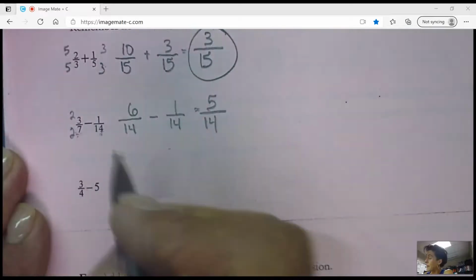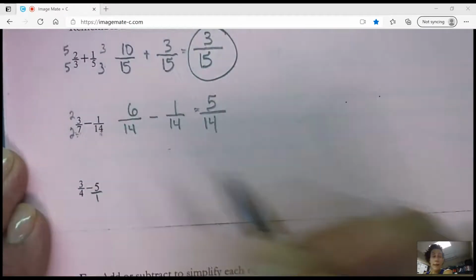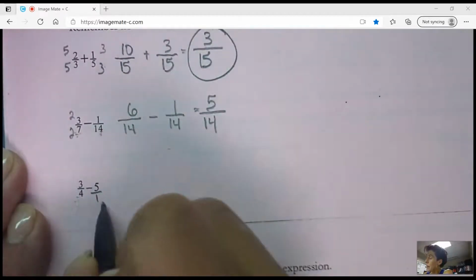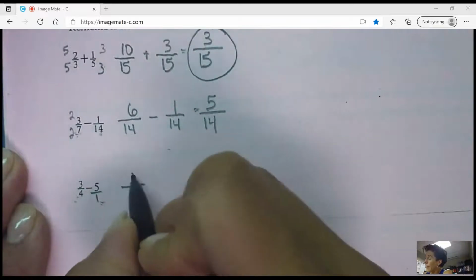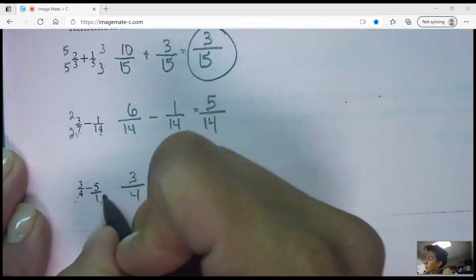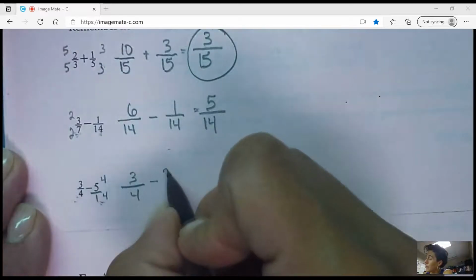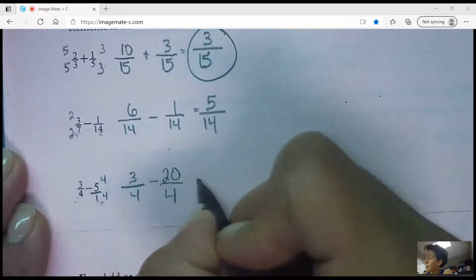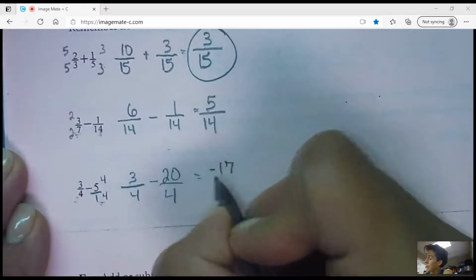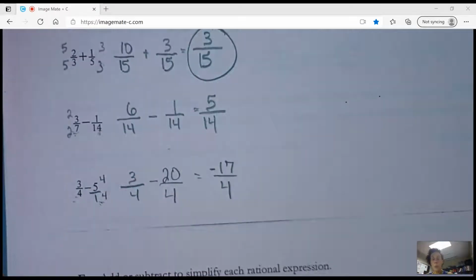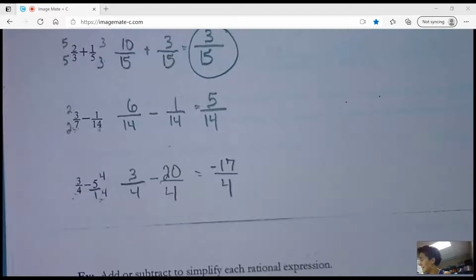And if you do have something like this, just realize that it's over 1. And now your common denominator would be 4, so the first fraction doesn't need to change. I would multiply this denominator by 4 and this numerator by 4, and then I would get 20/4, which ends up with -17/4. So the rule is common denominators. So this is a bit of a unique process.